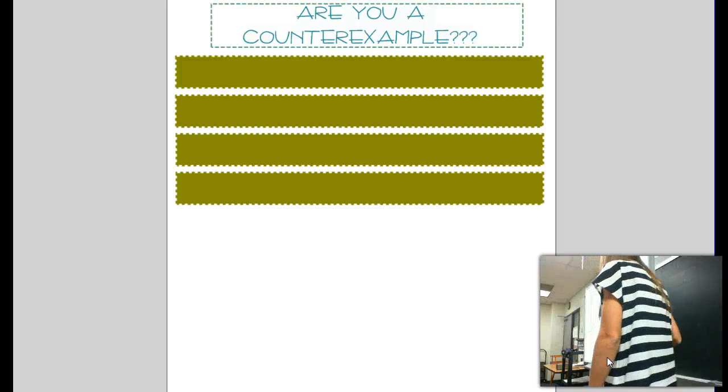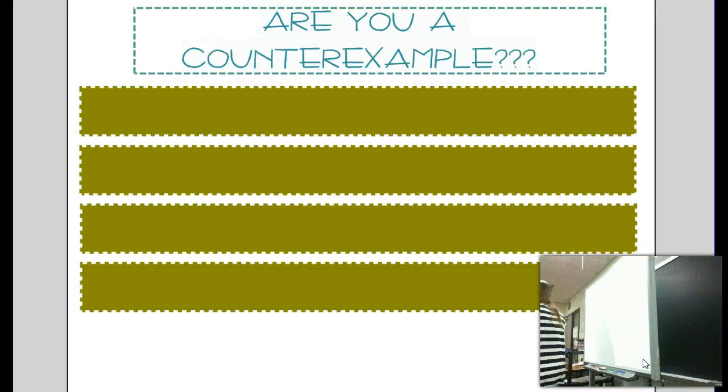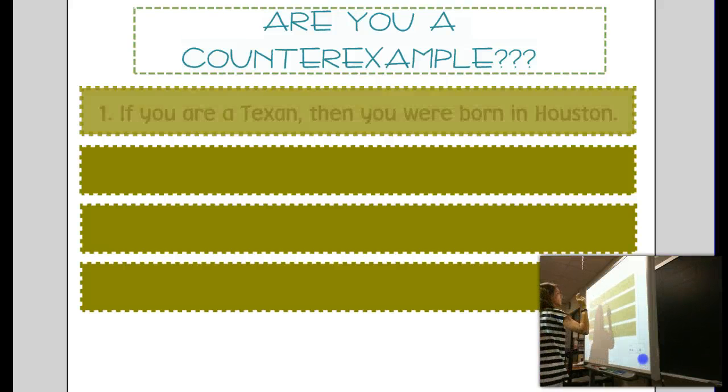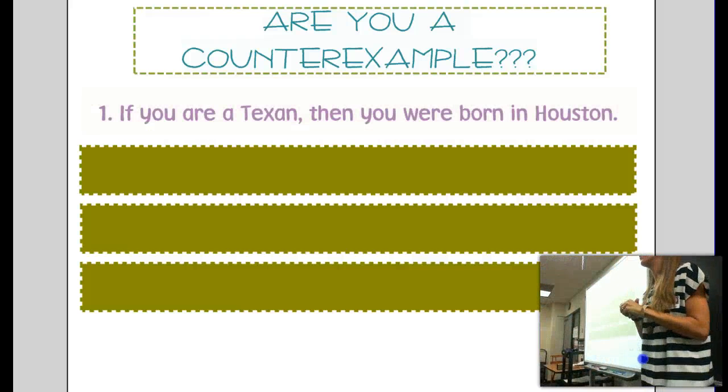Okay. Ooh, this is fun. Are you a counterexample? I'm going to reveal a statement, and if you think you prove that statement false, if you make the hypothesis true and the conclusion false, I want you to stand up. Here's the first statement. If you are a Texan, then you were born in Houston. Stand up if you're a counterexample.